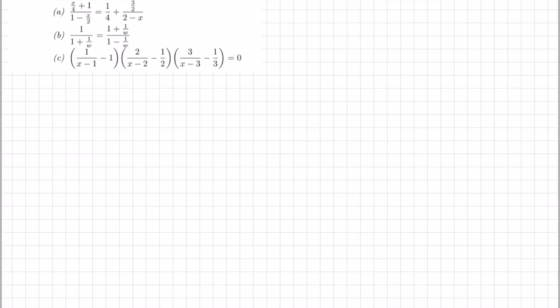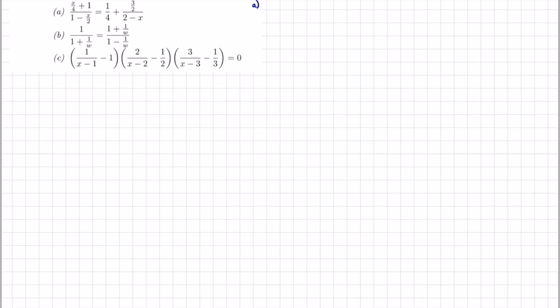Here are a few examples of fraction equations that have double fractions. So let's see, number A. The first step would be to get rid of these double fractions by expanding.